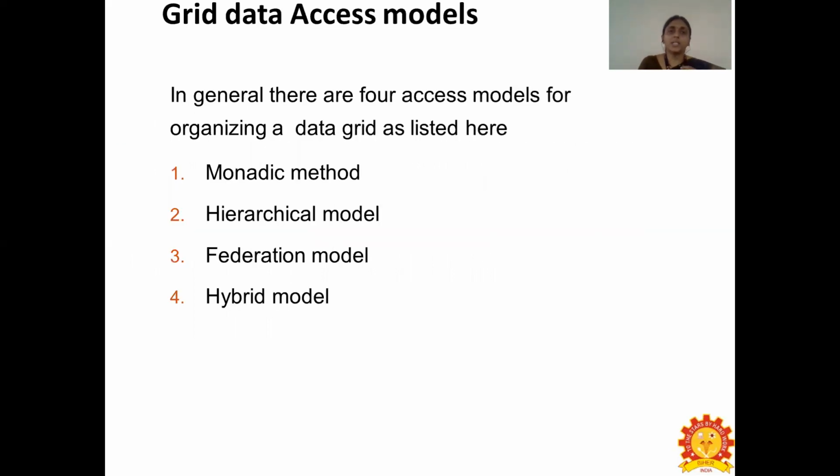And now we will see the grid data access model, how the grid data can be accessed. In general, we have four access models, which are mainly for organizing the data grid. Once we decide on the capacity of the data grid, the next thing is to concentrate on how the data grid has to be organized. So we have four methods here: monadic method, hierarchical model, federation model, and hybrid model. These models decide how the data can be organized in a data grid, which involves a number of networks in the distributed environment.